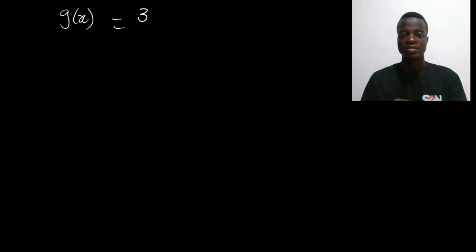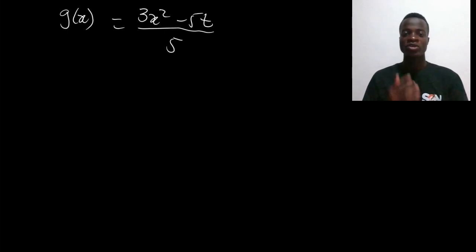And g of s, I say, is (3s squared minus 5t) all over 5. So for this particular function, you will see that there's a division sign. Does it mean that the thing will change? Here again, you have to know that containing a division sign or radical sign does not guarantee that it's going to take a different form.